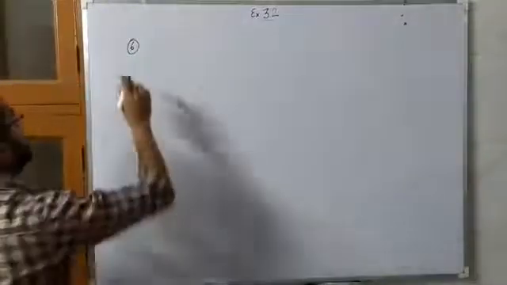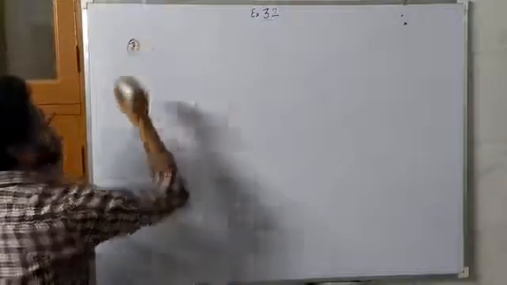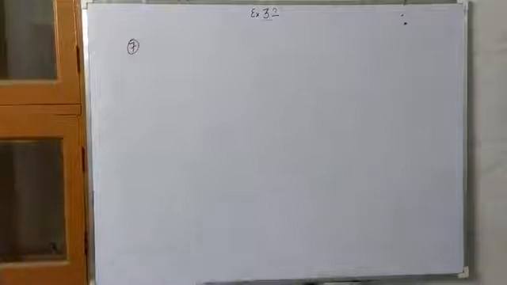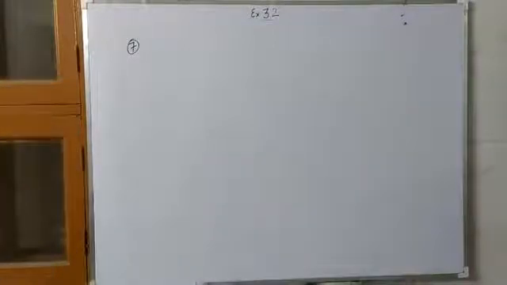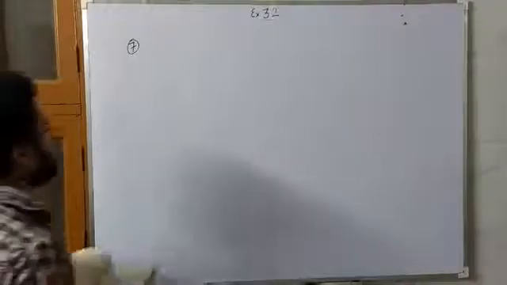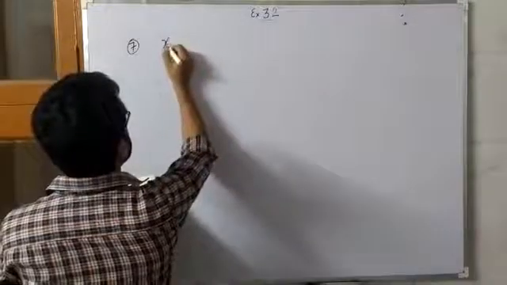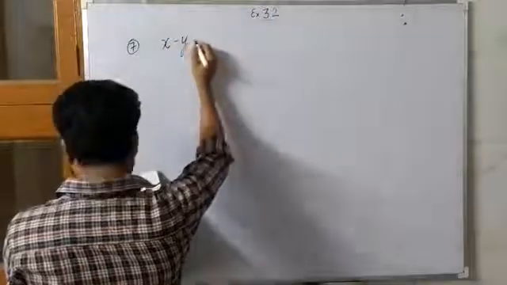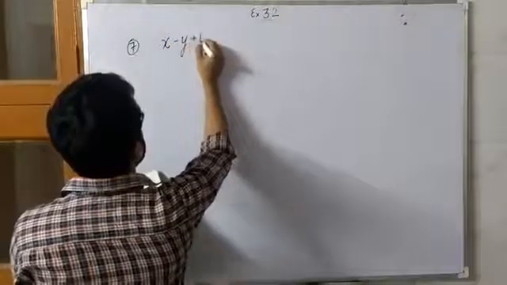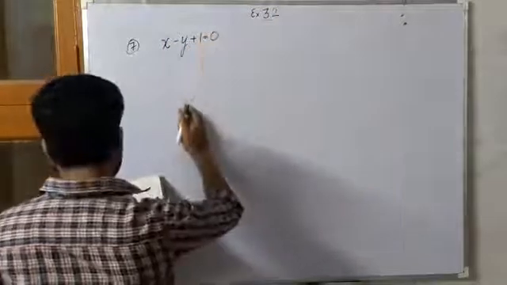Now, question number 7 on the exercise. Okay, but it says draw the graph of the given pair of equations and determine the coordinates of the vertices of triangle formed by this line and the x-axis and shade the triangular region. Right. So, what are the two equations? The given two equations are x minus y plus 1 equals to 0, right?